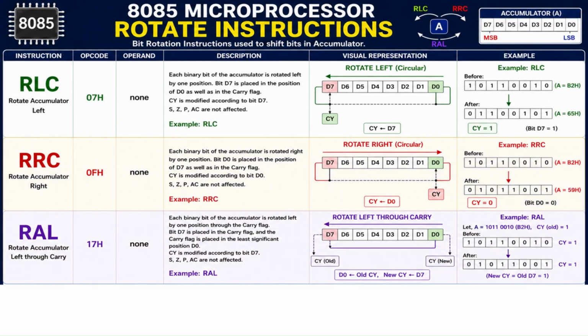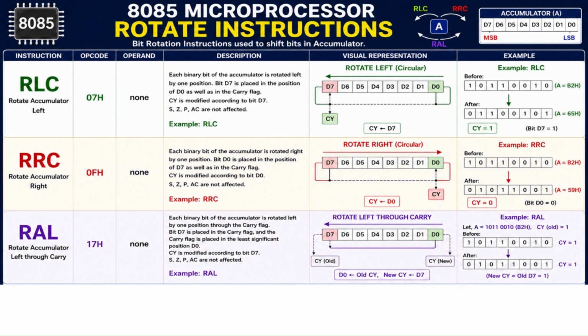Suppose the old carry flag is 1. Now perform RAL. Every bit shifts left. The original D7, which is 1, moves into the carry flag. Now instead of bringing D7 back to D0, the processor inserts the old carry flag value into D0. Since the old carry was 1, D0 became 1. The remaining bits simply shift left.